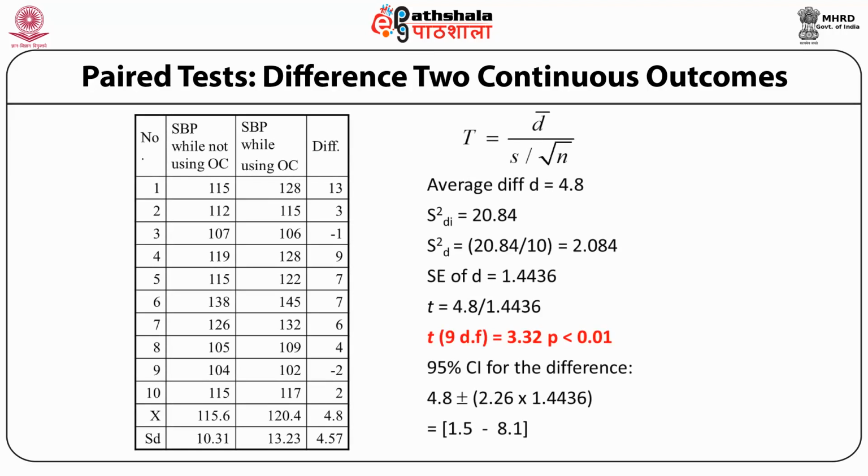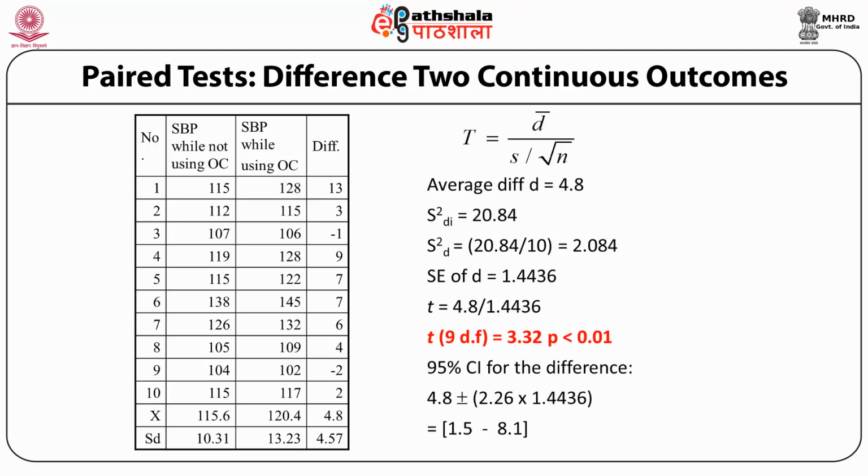This is the example: SBP while not using oral contraceptives, and SBP while using oral contraceptives. Before it was 115; while using them, it was 128. What is the difference? The difference is 128 minus 115, which is 13. So we get the difference for all these mothers.